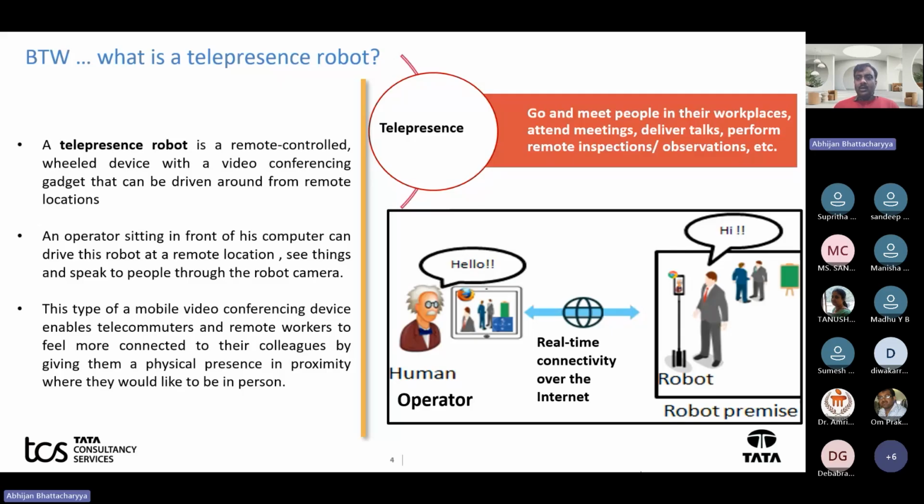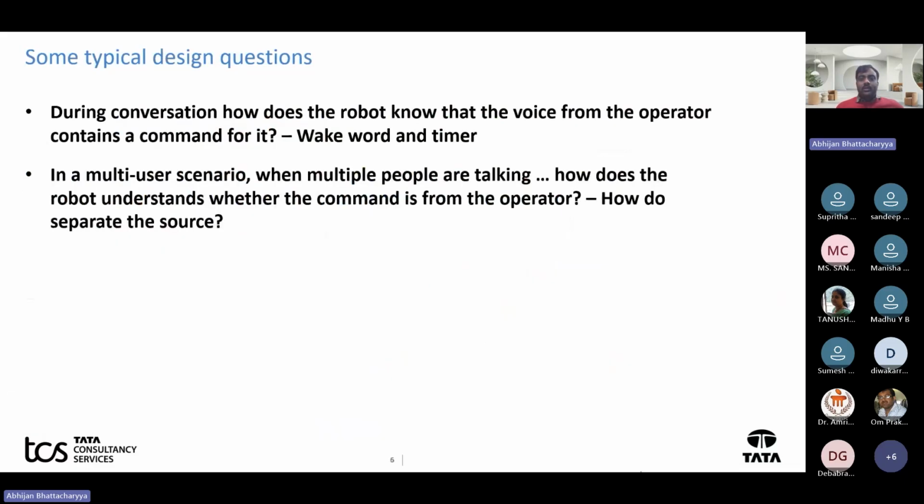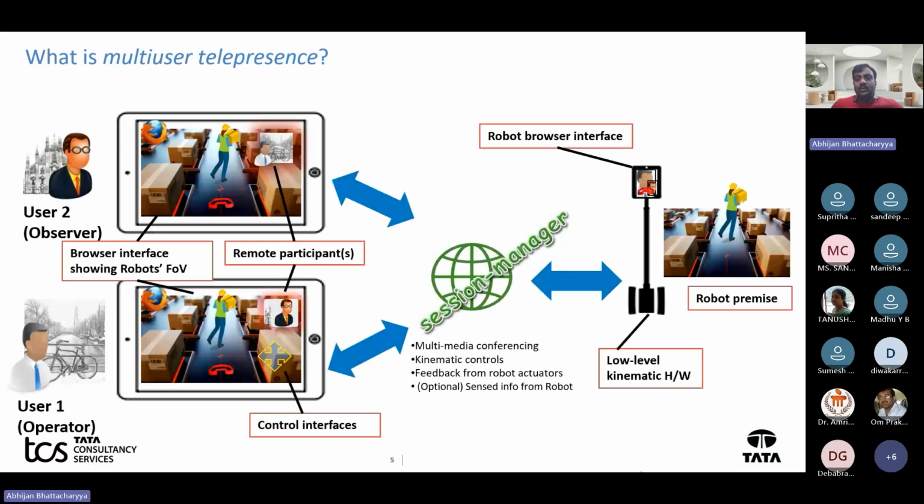Now we had a patented concept. We have this patent in Europe, the US, as well as India. We devised something called multi-user telepresence, and we put in some unique network architecture. By multi-user telepresence, what we mean is that most of the telepresence solutions in the market today are tied to one-to-one communication. There is only one operator joining remotely and only one robot, so the interaction is one to one.